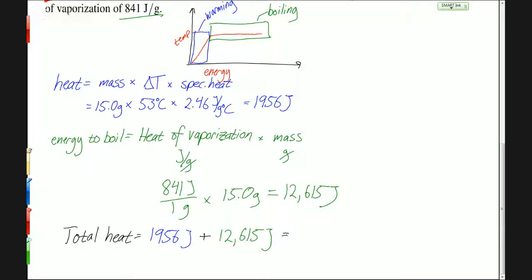And I added that up over here, and I get 14,571 joules. So that's the total amount of heat, or total amount of energy, that it takes to both heat that 15-gram sample of ethanol up and boil it. The problem on the lab was the opposite of that, because you were condensing the steam and then cooling it down, but the same idea.